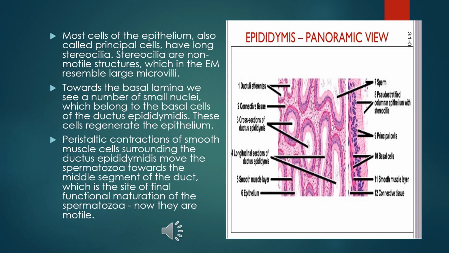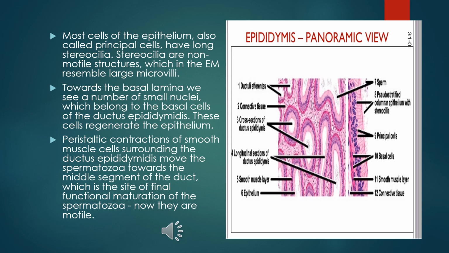So two groups of cells are present in this lining epithelium. One is a tall cell, called the principal cells. And then the other group of cells, seen towards the basal lamina, are called the basal cells. A number of small nuclei can be seen near the basal lamina. These basal cells regenerate the epithelium.